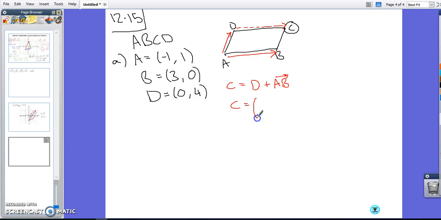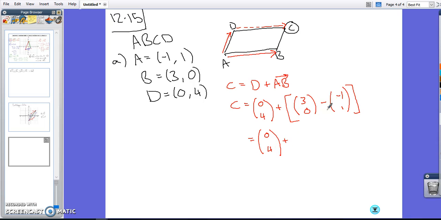So C is going to be 0, 4, plus A to B, which is the coordinates B minus A, so 3, 0, minus -1, 1, which gives us 0, 4, plus 4, -1, which is 4, 3. So the coordinates of C are the point 4, 3. Now I recommend you do as it says in the book now, and that you sketch yourself a little coordinate system, pop these points in, and check that C is actually where it should be.